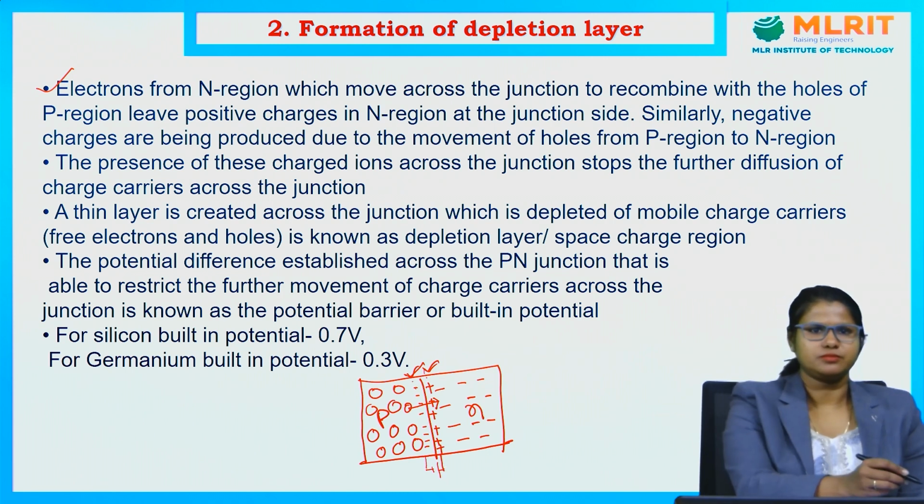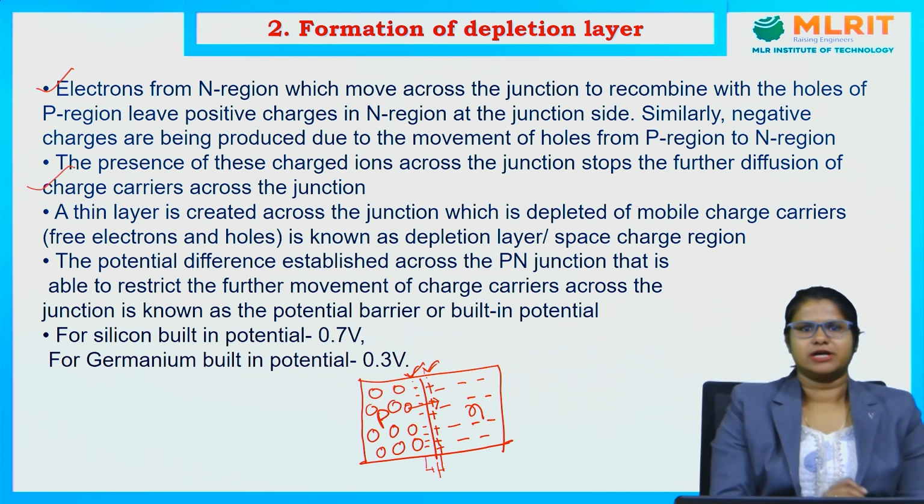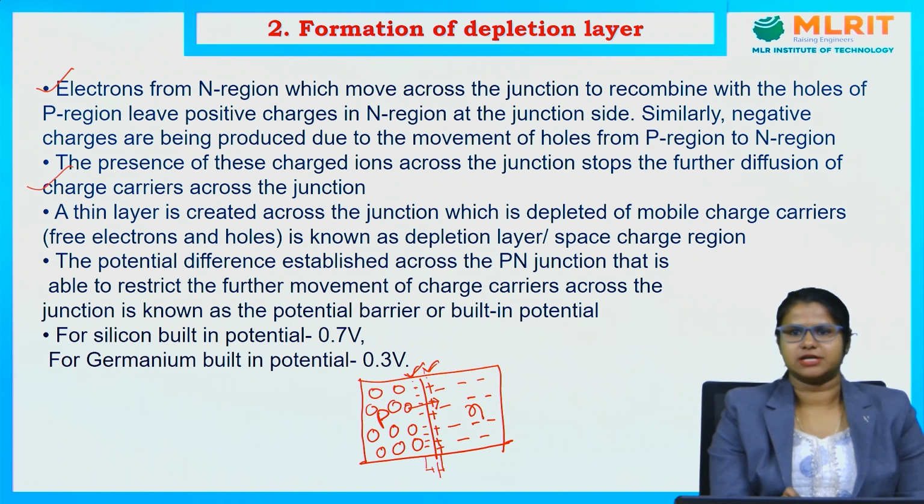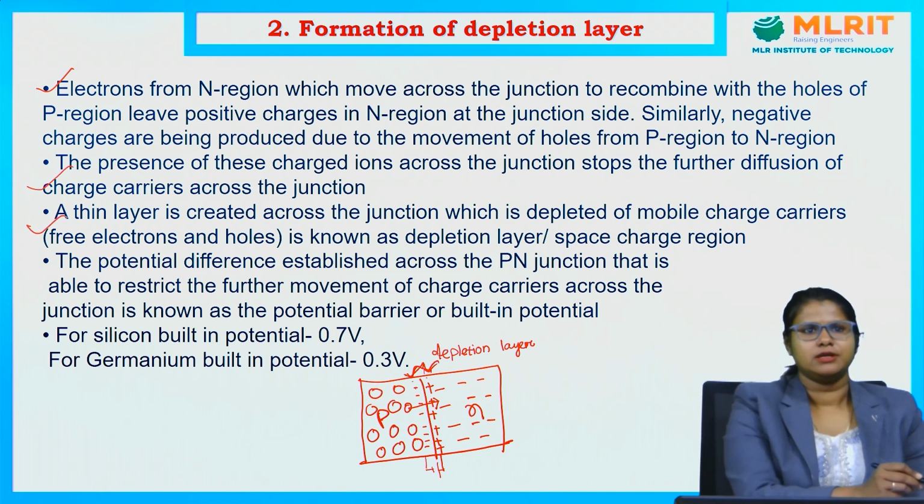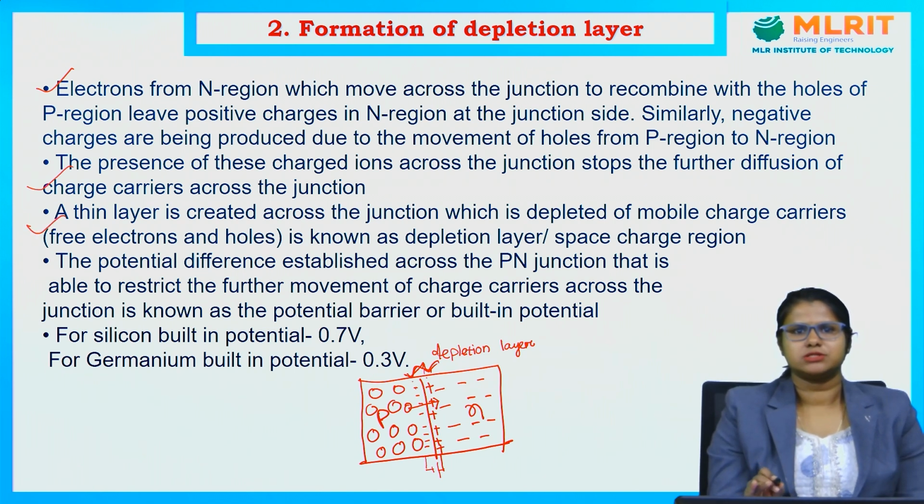The presence of the charged ions across the junction will stop further diffusion of any charge carrier across the junction. This layer is known as the depletion layer. This layer stops the further diffusion of charge carriers to the other side of the junction. This thin layer is known as the depletion layer.